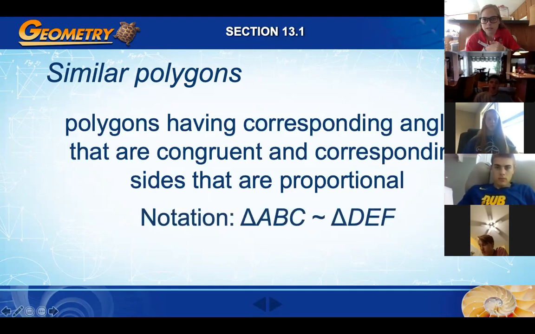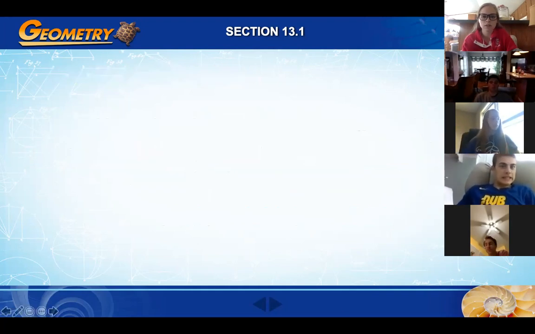This is how you notate similarity. It's the congruent sign without the equal sign. So it's just a little mustache curlicue thing. All right, here we go.